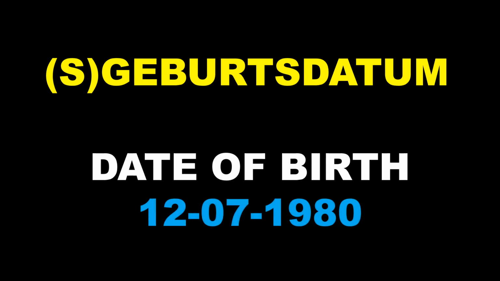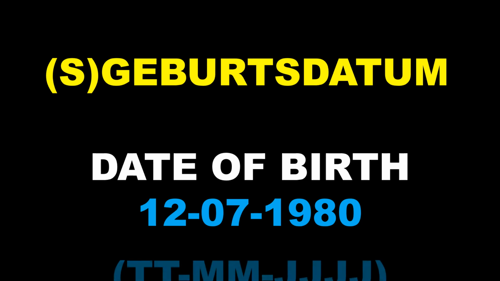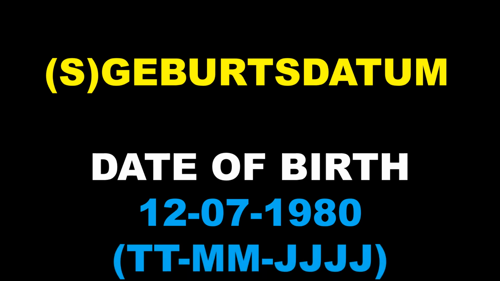Let's go ahead. Next one is Geburtsdatum, and the article is das. Das Geburtsdatum, the birth date, date of birth. It should be written like this: day, then comes month, then comes the year. Here you can see I have written it here. Tag, that is day. Monat, that is month. Jahr, that is year.